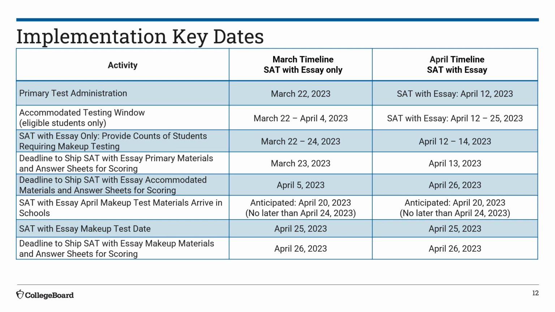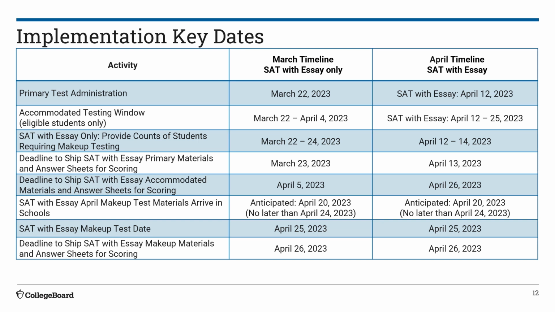The deadline to ship SAT with essay primary materials and answer sheets for scoring is April 14th for schools that tested SAT with essay on the April primary administration, and March 24th for schools that tested SAT with essay during the March alternate primary administration.